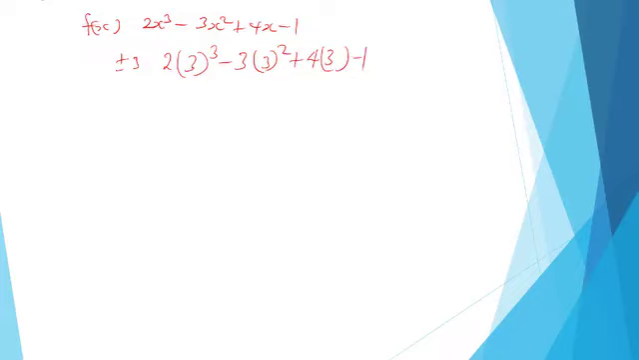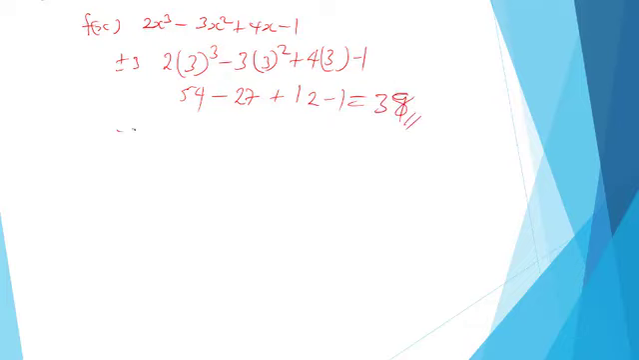So with this we now have 3 raised to power 3 is 27. 27 times 2 is 54. Minus 3 squared, which is 9. 9 times 3 is 27. Plus 4 times 3 is 12, and this minus 1. So with this we have 54 minus 27, which is 27. 27 plus 12, which is 39, minus 1 is 38, which is still not a factor.